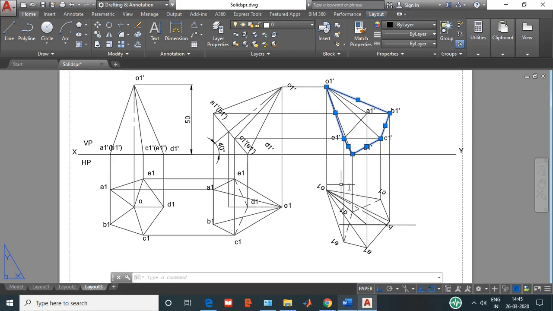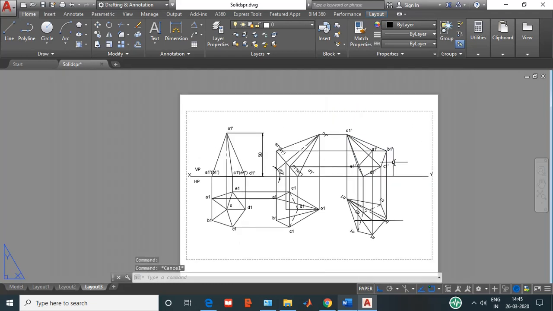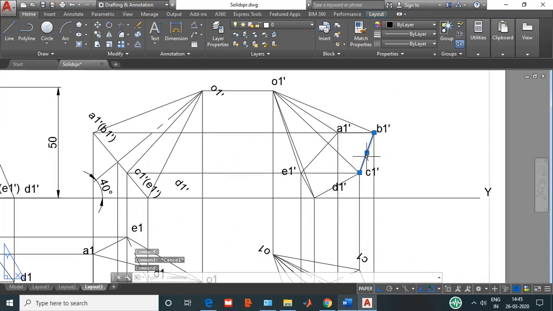So leaving the apex point, the furthest point from this position would be C1 dash. Which are the lines going from C1 dash? C1 dash to B1 dash, C1 dash to D1 dash and C1 dash to O1 dash. Now because C1 dash to B1 dash and C1 dash to D1 dash are outer boundary, they cannot be hidden. So only C1 dash to O1 dash would be hidden. So select this line and make it hidden.